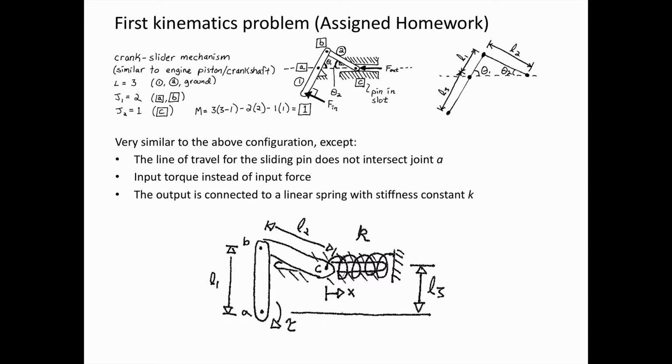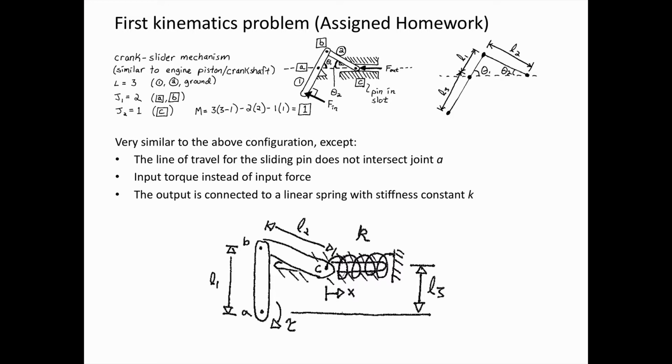Now, this example is really similar to a homework problem that you were assigned. There are some differences, though. 2 main distinctions. One is instead of an output force, we have a linear spring at the end of link 2. And also there's no overhang at link 1 past joint A. And instead of a force applied to link 1, we have a torque applied.